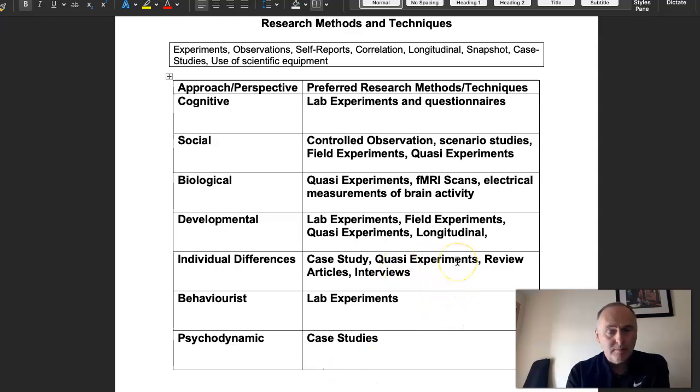Quasi experiments, again, are found here. You think about Hancock, etc. Baron-Cohen is a quasi experiment, isn't it? Review articles are used here. You don't see them in any others, so that's a big difference in the individual differences area. And you've got interviews being used here. Remember Hancock et al.